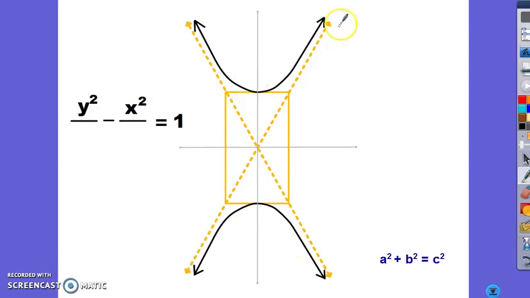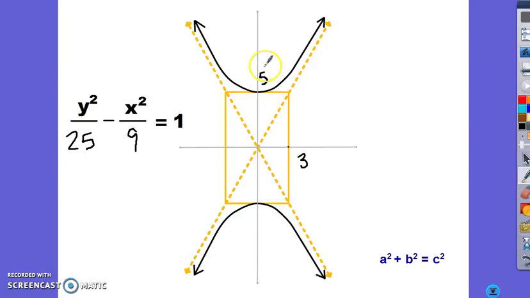Now this sort of has the same asymptotes involved. It's still going 3 and up 5 maybe, but since it's opening up and down, we're going to put the 25 right here and the 9 right here.